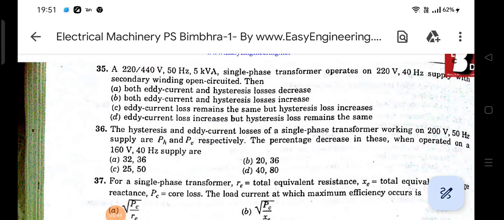From the given data, primary side assume 220 volts reference. Why? Because based upon the operating frequency at secondary side, that is 40 Hz, right? That means primary side is 220, 50 Hz. Here from the given data, the frequency is 220, 40 Hz. Frequency is reduced, but voltage is constant, right? That means V by F ratio is variable.